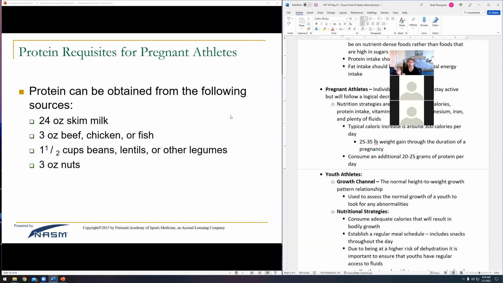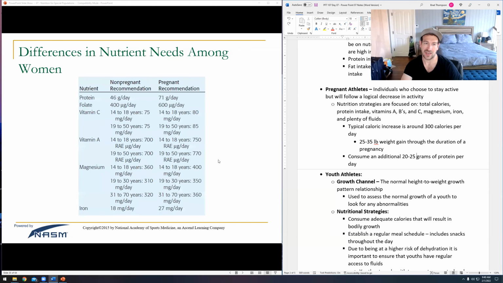If they're vegetarian or vegan, 1.5 cups of beans, lentils, anything like that, very high in protein. Nuts are very high in protein. Lots of really good sources for our pregnant athletes.